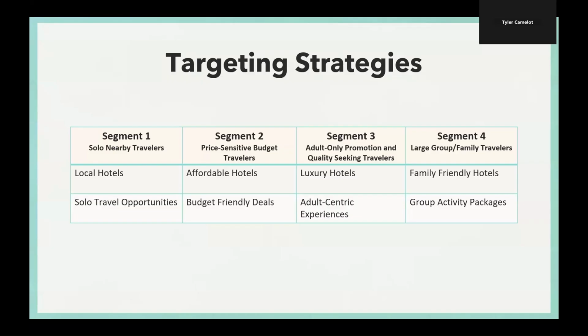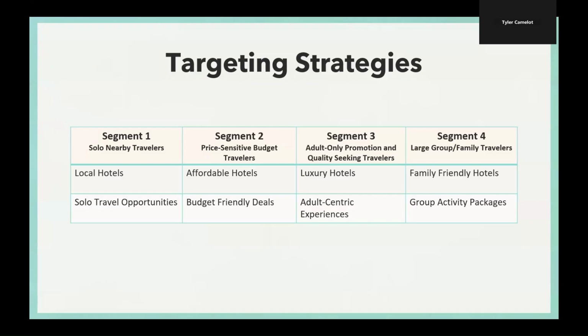Segment four are large group and family travelers. They obviously need family-friendly hotels because they're bringing children with them on their trips. But also, we want to provide them with group activity packages to increase cross-selling efforts. This can include all-inclusive family bundles, so they can have their meals, rooms, and adventures packages all combined with no planning needed on their end. Multi-room discounts, so book 2 rooms and save a certain percentage of their cost. And then kids stay free offers. So kids can stay and eat free at the hotels.